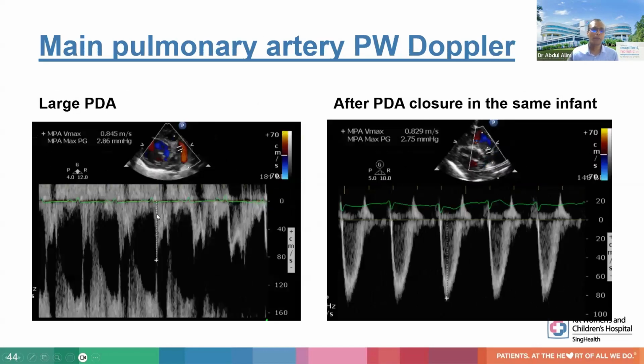This is a baby with a large PDA with a left pulmonary artery Doppler. You can see the diastolic flow is as high as 0.4 meters per second. In the same patient, 12 days later after medical closure, the PDA closed, and you can see a very nice smooth outline in the left pulmonary artery with no diastolic flow at all. So this is the normal left pulmonary artery flow. But when you have a PDA, there is a lot of diastolic flow in the left pulmonary artery. So that's another index. The diastolic flow of the left pulmonary artery is a useful index to measure.